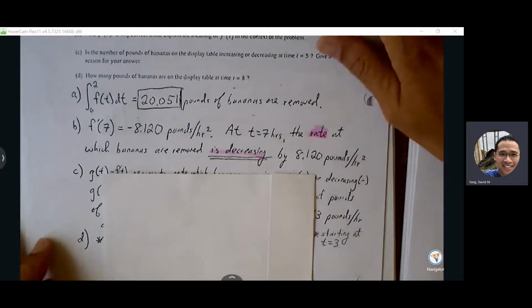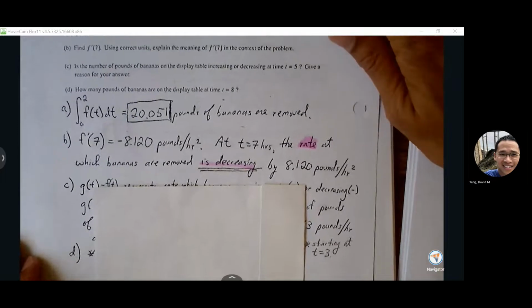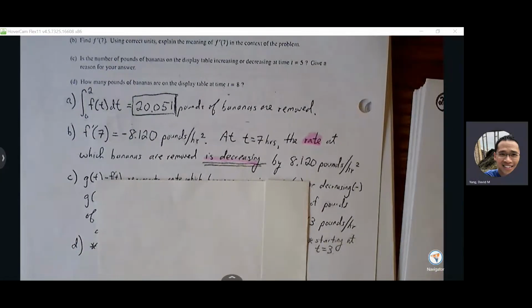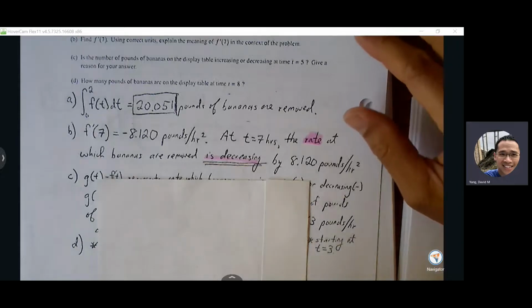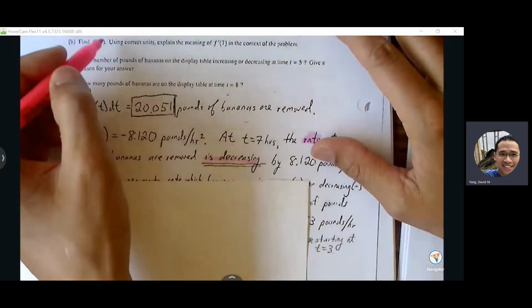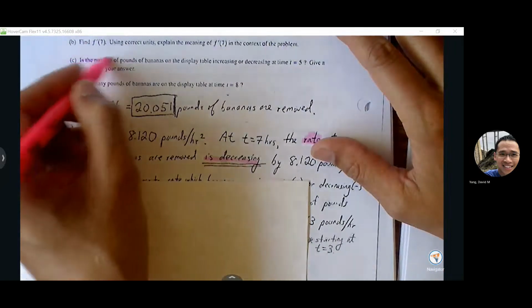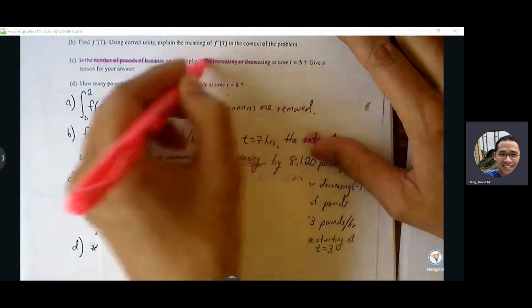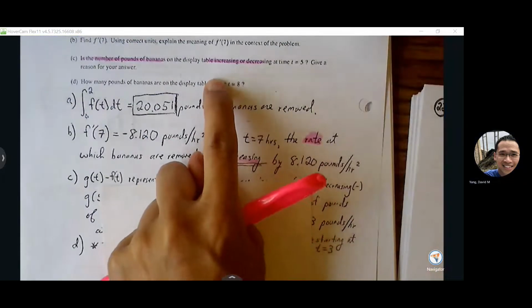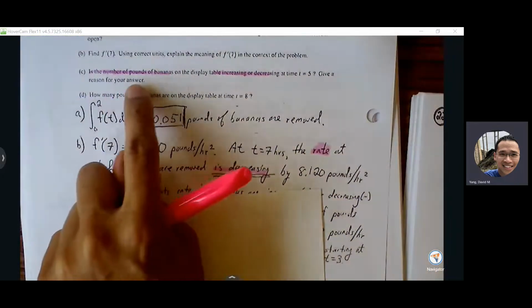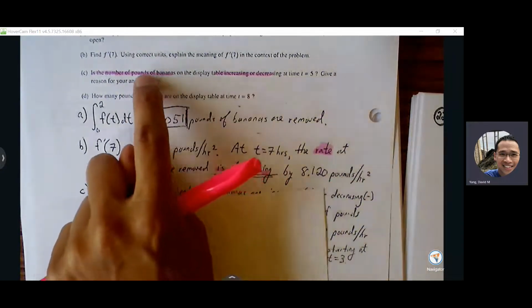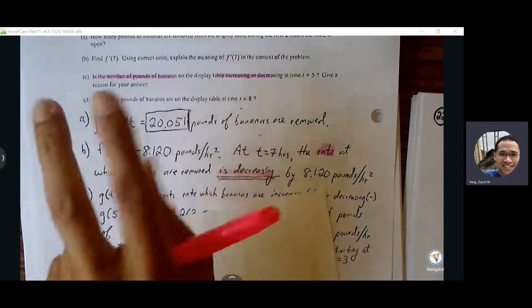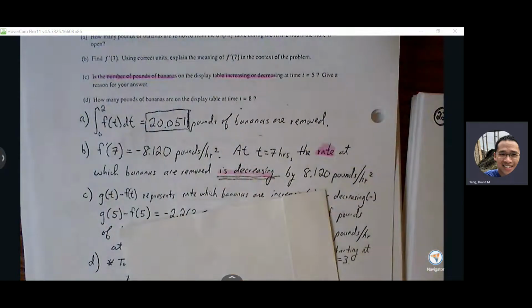Okay, any questions for A and B? Okay, part C is the number of pounds of banana on display increasing or decreasing at time t equals 5. So the number of pounds of bananas increasing or decreasing. We know it's going to be a rate, okay? But I find it to be easier. Well, we know it's going to be a derivative, but I find it easier if we can build an equation that will tell us the number of pounds of bananas and then just take the derivative of that.